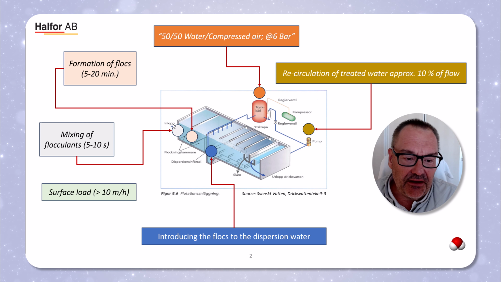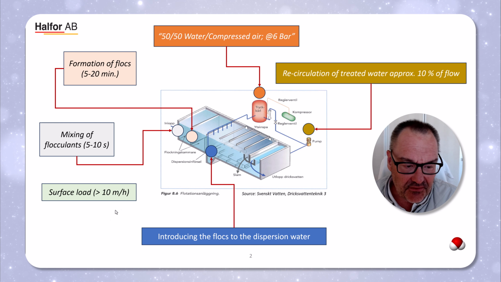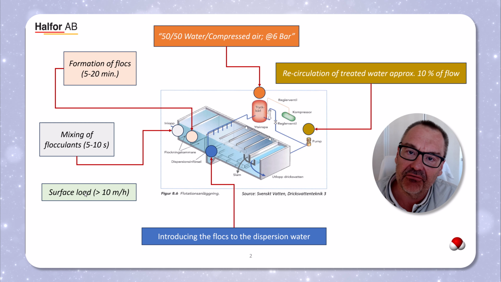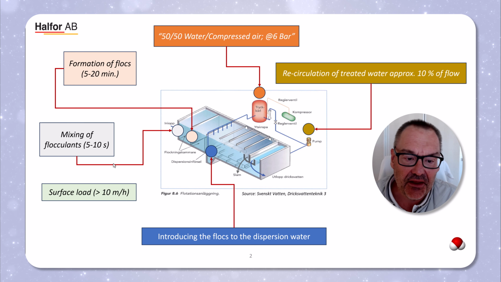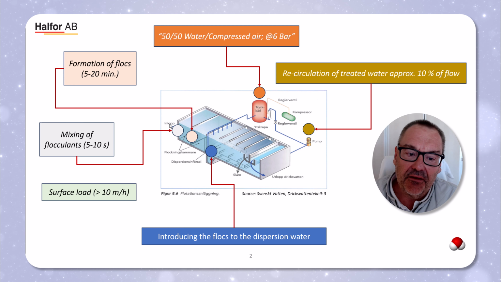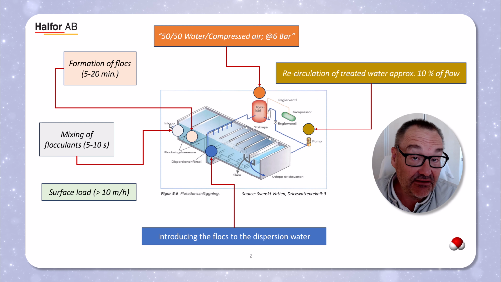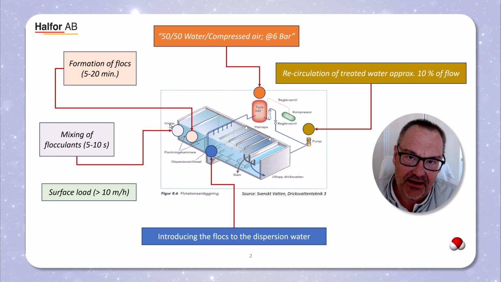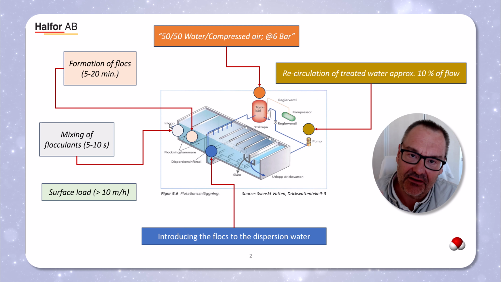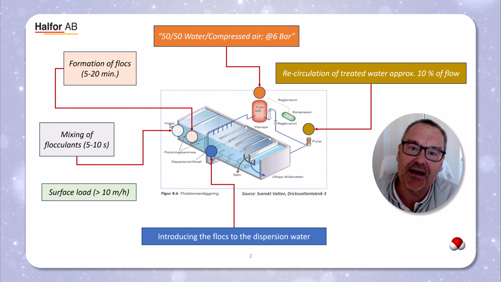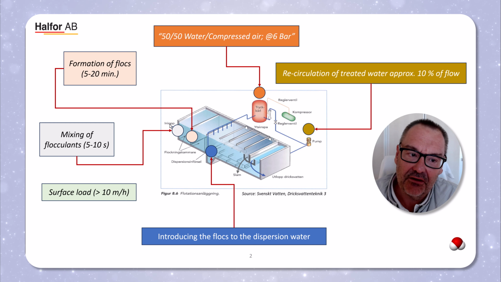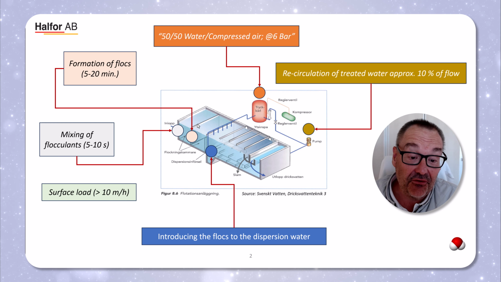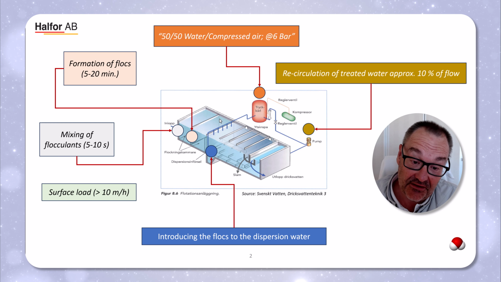We go to the inlet, and the surface load, which I have written down here, is normally above 10 meters per hour to a flotation unit, but we'll get back to that. The incoming water is first mixed with the flocculants, and the mixing should take about 5 to 10 seconds. When you mix the flocculants, it's very important that they are spread out in the whole water volume in order to be effective.